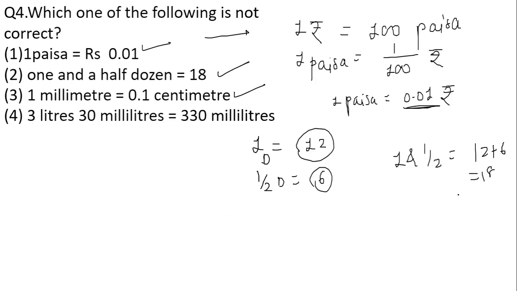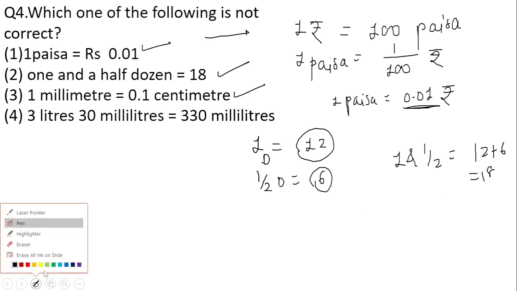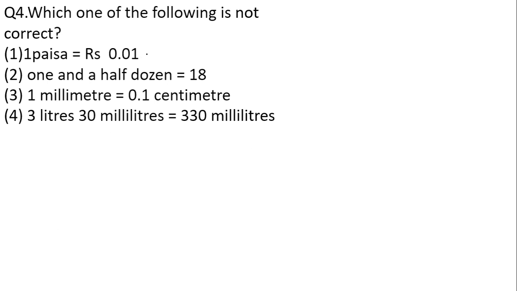Okay, so if we look at the fourth option now, I hope you have taken the screenshot of this screen. If not, then please do take it. Now all the three options are correct ones. We have to find the incorrect one. Now we can clearly say that this is incorrect, but why? Let us see that. They have given us 3 liters 30 milliliters is equal to 330 milliliters.